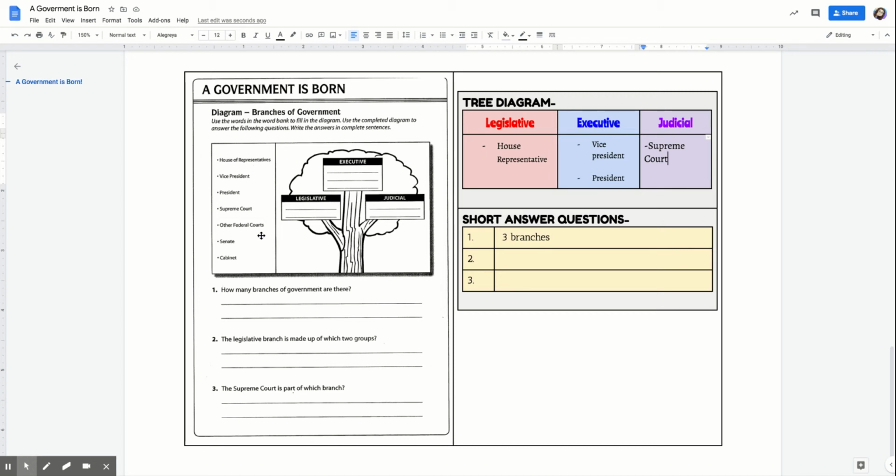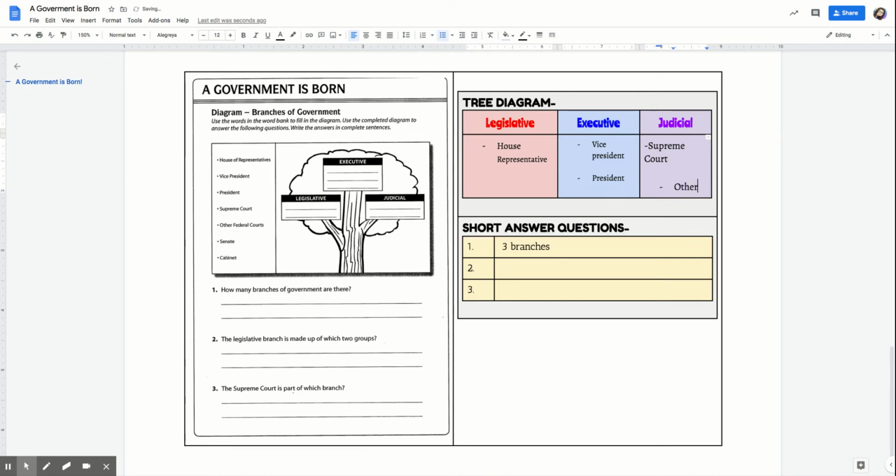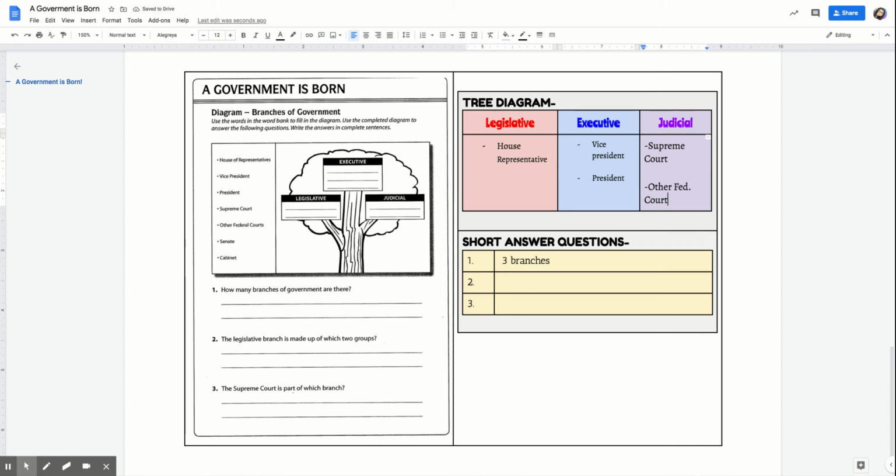All right, then we get to other federal courts. Other federal courts still goes underneath the judicial, because any federal courts go under the judicial branch. Anything that is federal that has to do with court goes in the judicial branch. Okay? Now, if you have like family court, it's not judicial. If you have like civics court, it's not judicial. Those are not considered federal court. Only federal court is considered in the judicial branch.